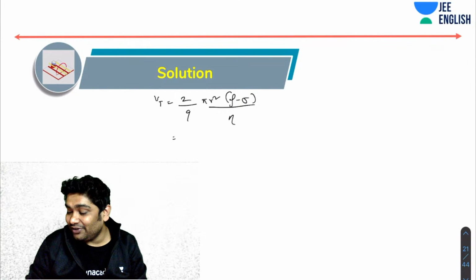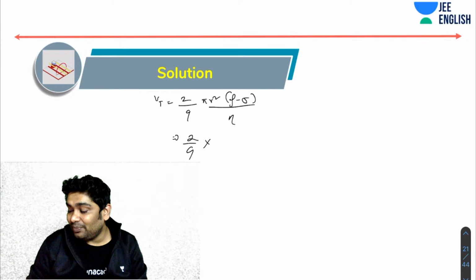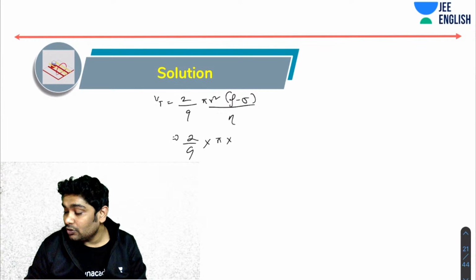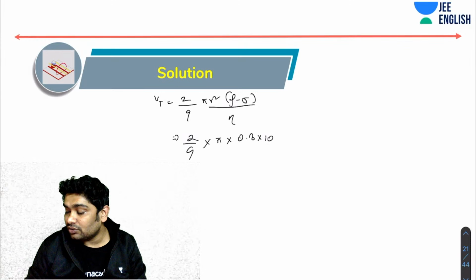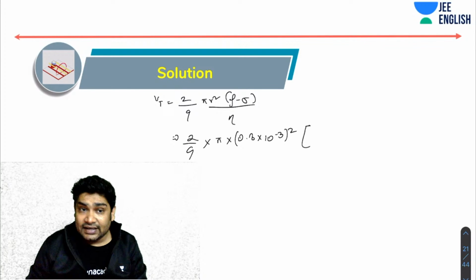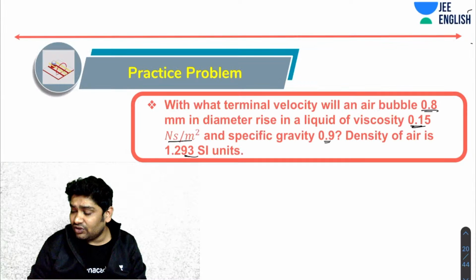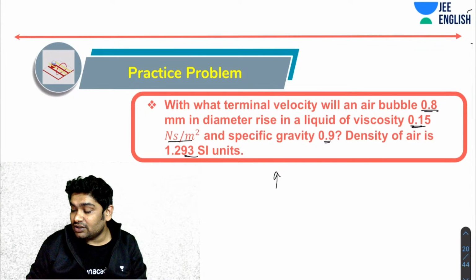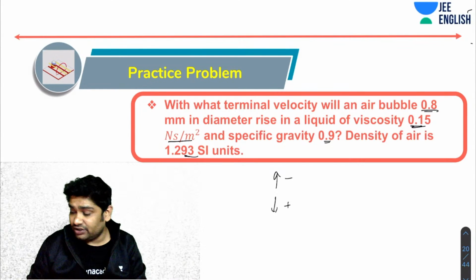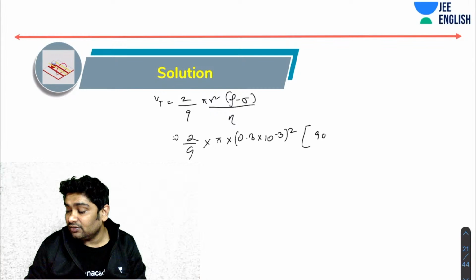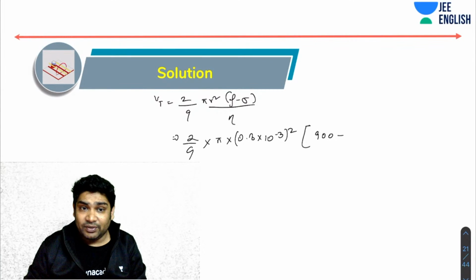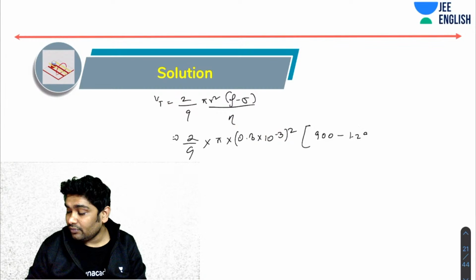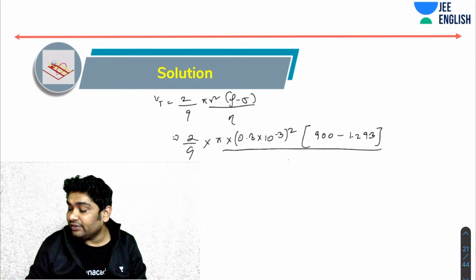This is very simple. All you need to do is 2 by 9 into pi into r square. r was 0.8 mm, so 0.8 into 10 to the power minus 3 whole square into, now you realize I have a negative terminal velocity, which would simply mean that the terminal velocity is upwards. Positive terminal velocity is downwards and negative terminal velocity means it is moving upwards. Here the specific gravity is 0.9, so the density will be 900 minus 1.293 over 0.15. That will be your answer.